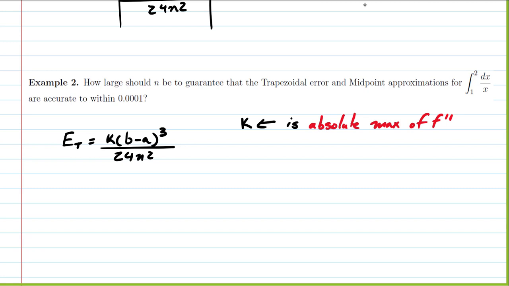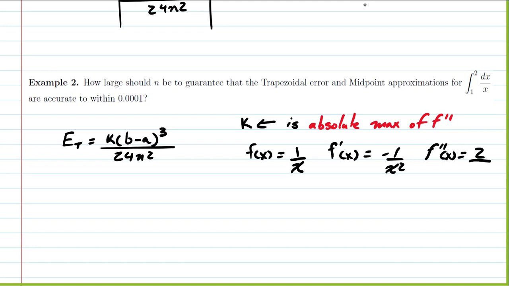So we start with our f, and what's f of x? 1 over x. So f prime is going to be negative 1 over x squared, and f double prime is going to be positive 2 over x cubed.